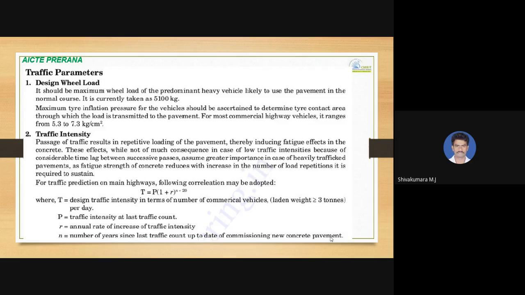For traffic prediction on main highways, the following correlation may be used: T equals P into (1 plus R) raised to N plus 20, where T is the design traffic intensity in terms of the number of commercial vehicles, whose weight should be greater than 3 tons, per day. P is the traffic intensity at the last traffic count, R is the annual rate of increase of traffic intensity, and N is the number of years since the last traffic count up to the date of commissioning of the new concrete.